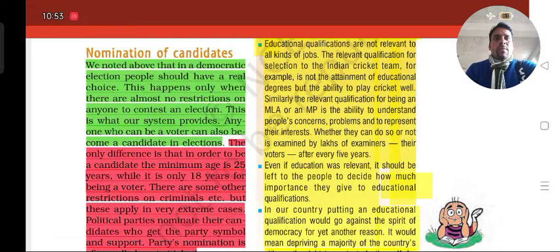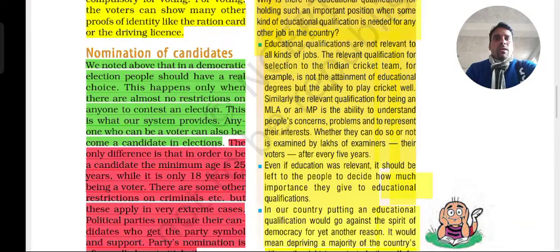And there are some other restrictions on criminals, etc. Now these days some other features have also been added. 25 is the qualification required in order to become a candidate, and these days they have extended this a little bit. A person should not have any type of criminal activities. But these apply in very extreme cases.